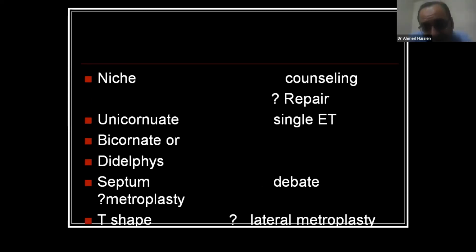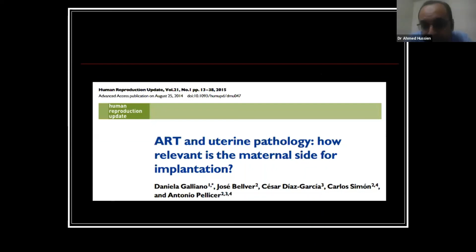The niche, a big question, we have no answer to repair or not. The septum, a big debate. T-shaped uterus, to do lateral metroplasty or not, a big debate. Unicornuate, bicornuate uterus, we know that it is associated with high risk of preterm labor, so you may think to do single embryo transfer. I suggest reading two papers about what is mentioned in the literature about ART and uterine pathology.